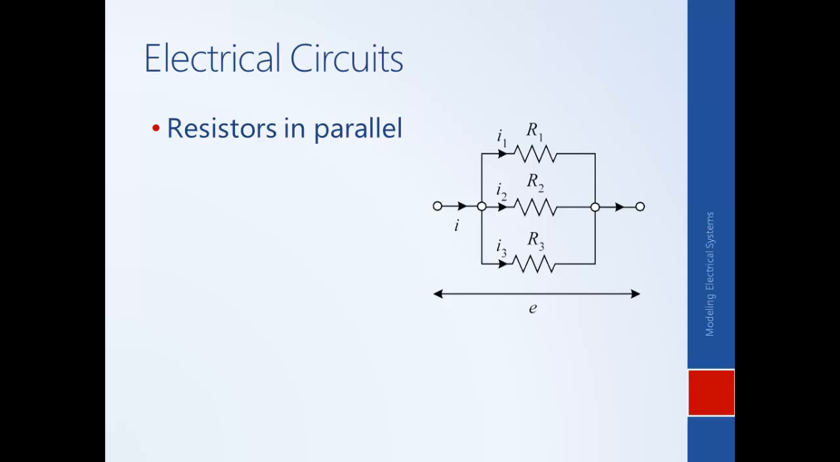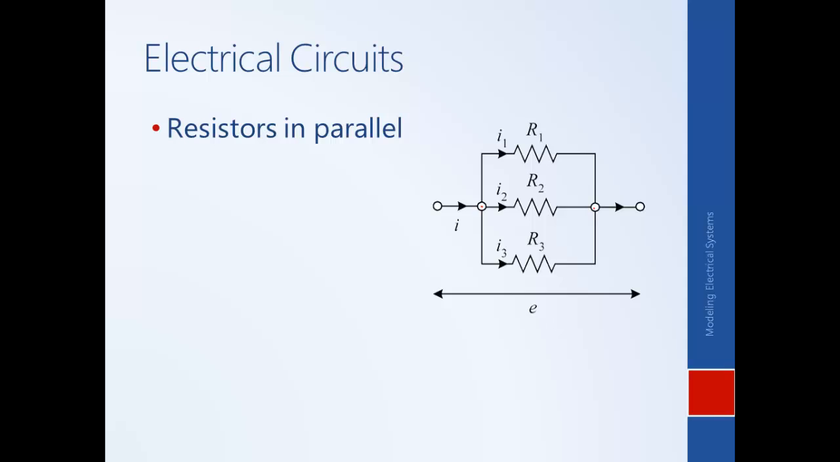Now we will discuss resistors in parallel. Since voltage is a potential difference and all three resistors are connected together at the same node on the left-hand side and the same node on the right-hand side, the potential differences across all three resistors is equal, and we will define that to be E.